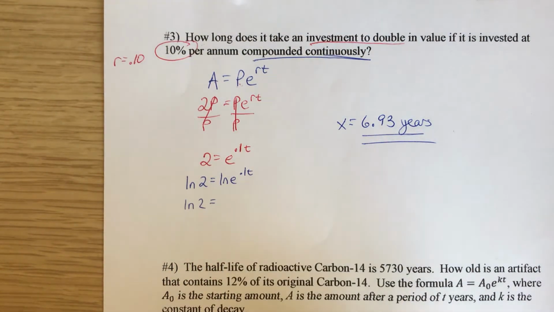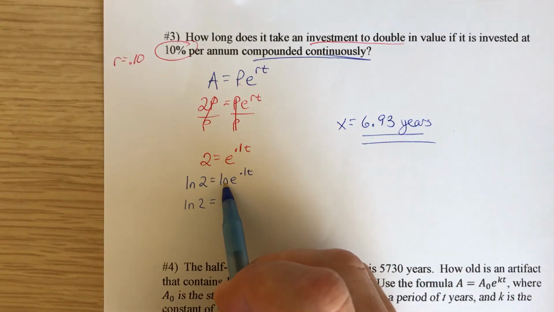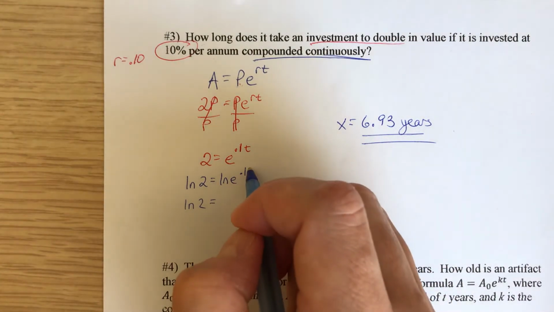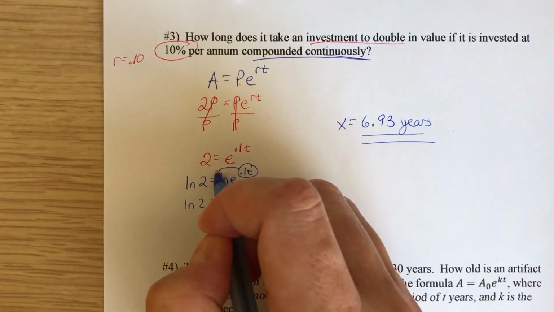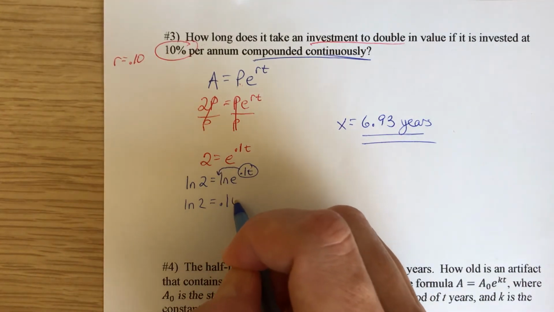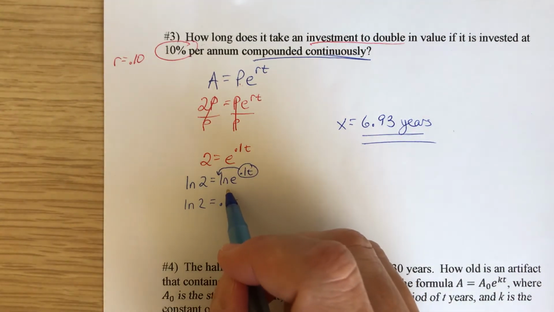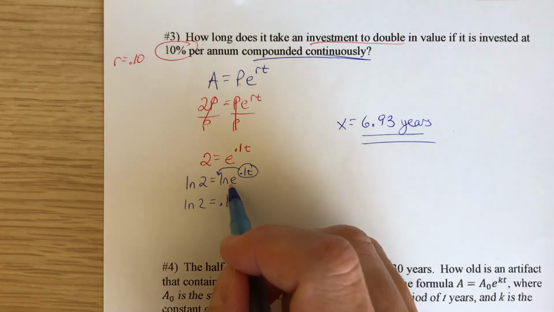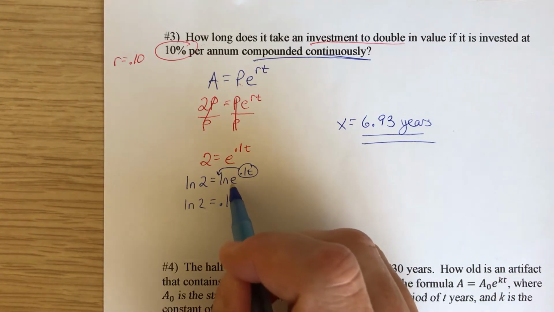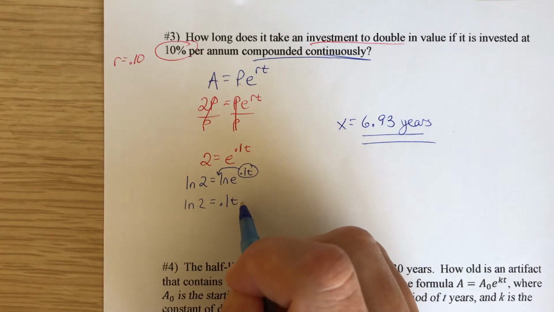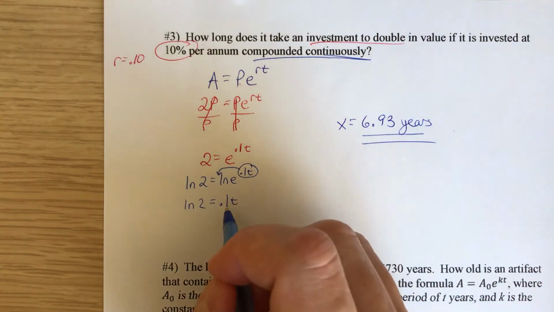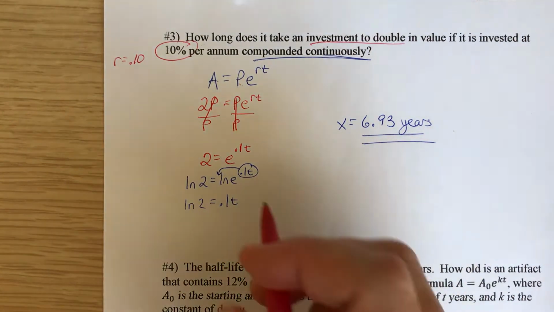which is just a number. Now here, the natural log of e, we can move the decimal in front of that. So it's 0.1 times t, and then times the natural log of e. But remember, that's just equal to 1. So actually, on the right side, we have no logarithm here. So now it's an algebra problem.